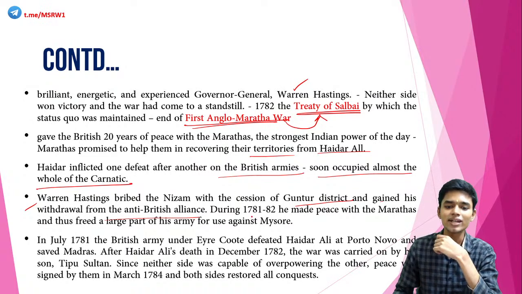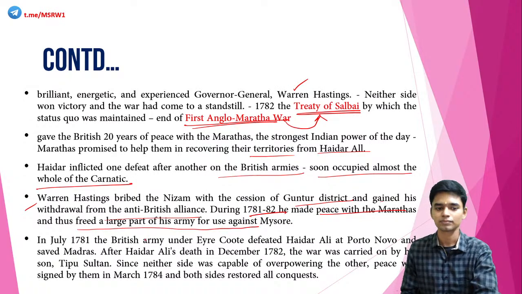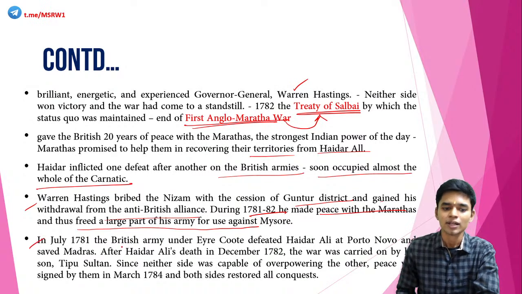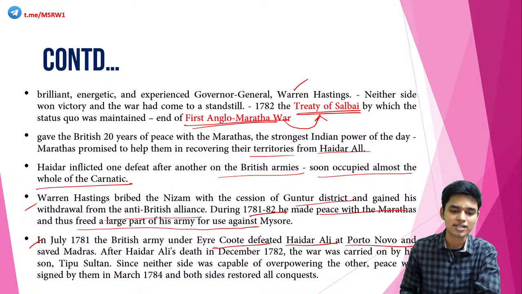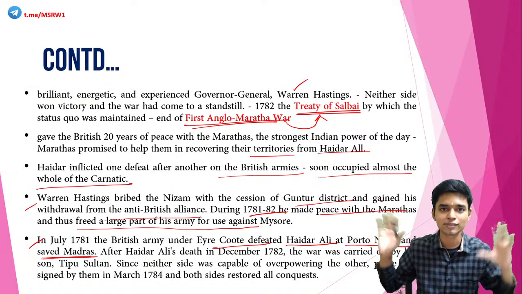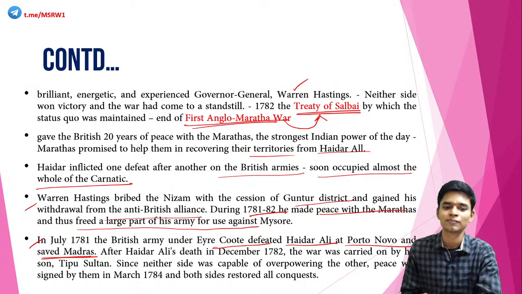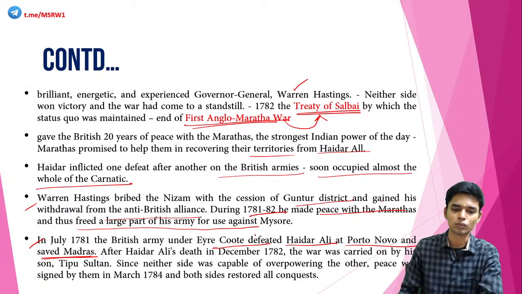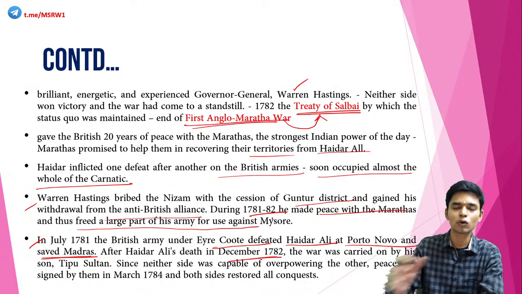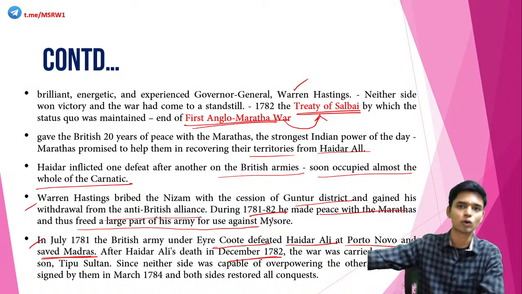During 1781-82, he made peace with Marathas and thus freed a large part of his army against Mysore. In July 1781, the British army under Colonel Eyre Coote defeated Hyder Ali at Porto Novo and saved Madras. Finally, when the entire British might was put behind attacking, Hyder Ali was defeated at Porto Novo and Eyre Coote took back Madras. Hyder Ali soon died in 1782. The very next year, Hyder Ali died. He was followed by his son Tipu Sultan. Tipu Sultan continued this Second Anglo-Mysore War.